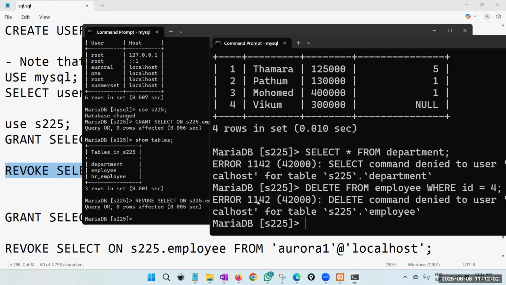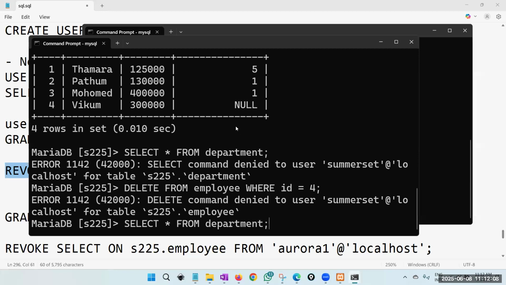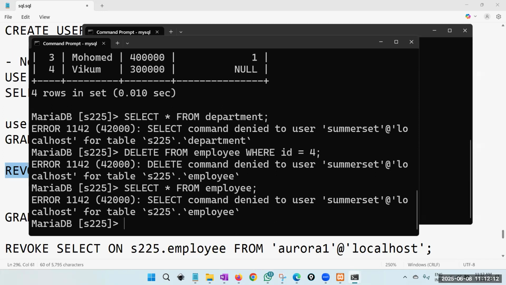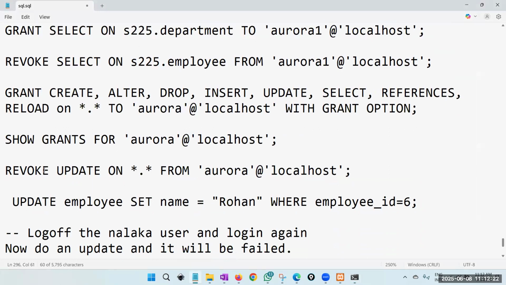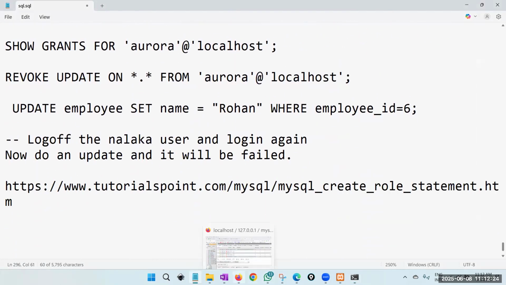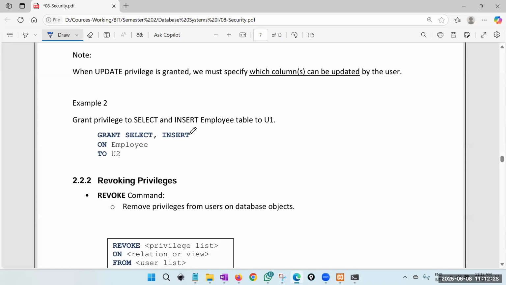Now, if I try to execute select all from employee, remember earlier we managed to do that. Now it says you don't have access because it has been revoked. Okay, so that is how the security is done. Right, now I will get back to the theory part. Now you know how to do that, right? Now you have the idea.